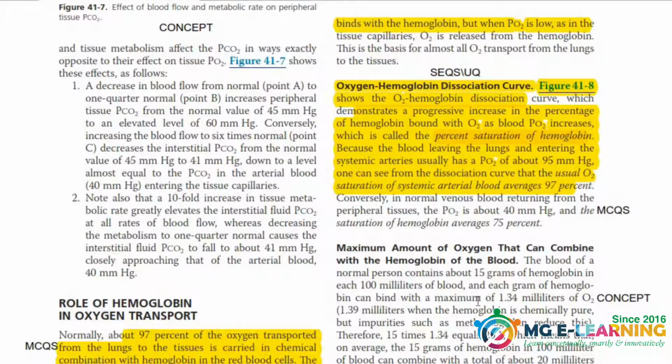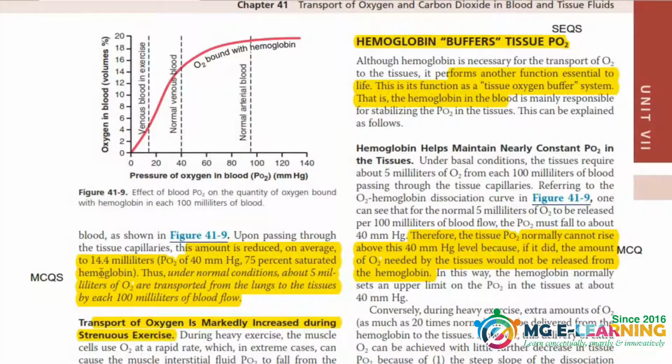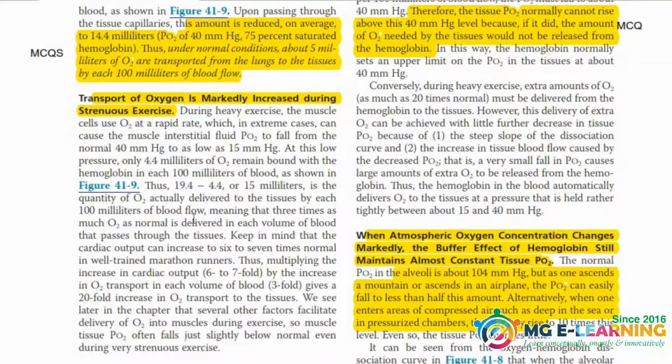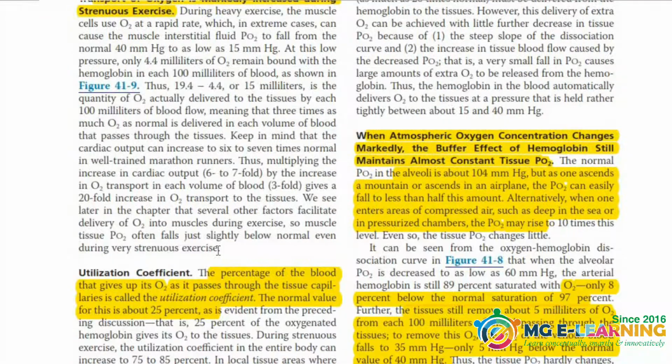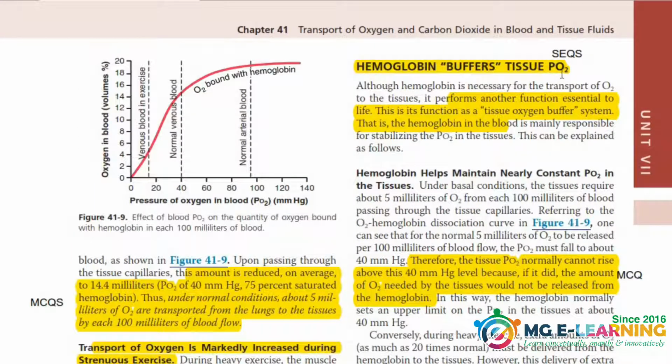Then this next topic is for your concepts. You just have to read this topic. Then next topic is important for your MCQ. These are the MCQs. Then this transport of oxygen increased during the exercise. This is also a conceptual study. You have to make the concept, read this once. Utilization coefficient is your important MCQ. Then this is important SCQ.